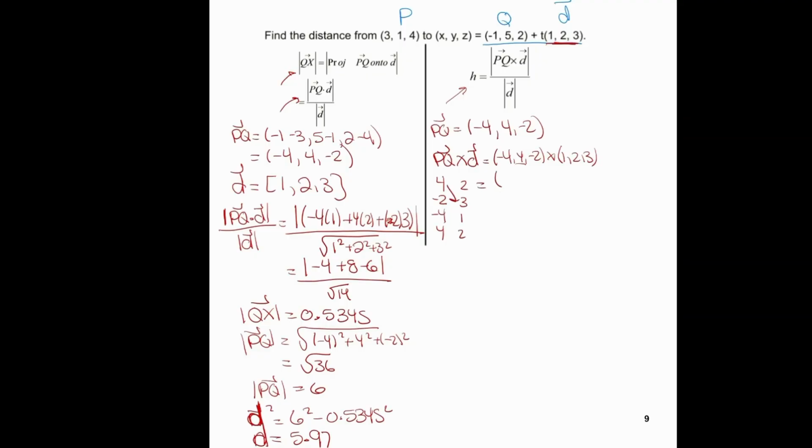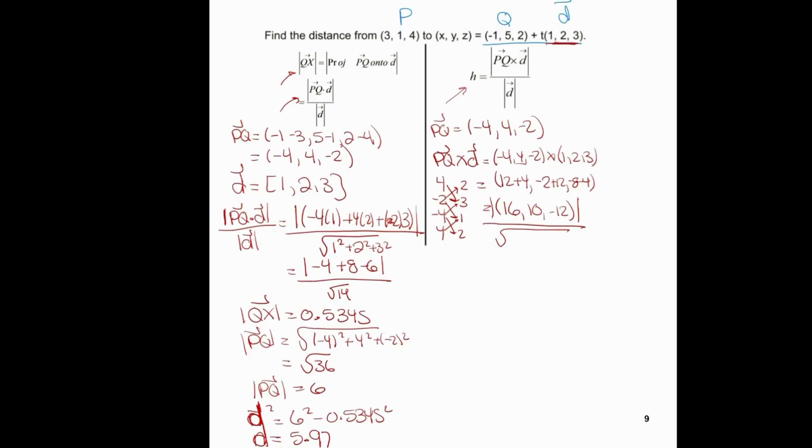So this is going to give me 4 times 3 is 12, minus -4, so plus 4. -2 times 1 is -2, minus negative 12 becomes plus 12. And negative 4 times 2 is negative 8 minus 4. So that gives me 16, 10, negative 12.